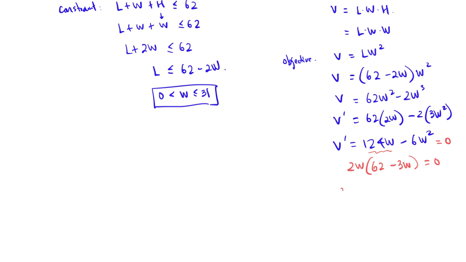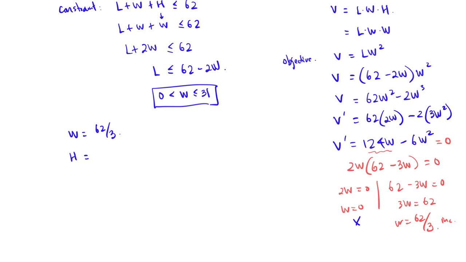This is a zero product, so we set each of the factors equal to 0 and solve for W. W equals 0, or 3W equals 62, so W equals 62 over 3. The unit is inches. Now we cannot use 0 because if the luggage has a width of 0, then it doesn't have any volume, so we can ignore this W equals 0 solution. We will use W equals 62 over 3. But since the height equals the width, the height is also 62 over 3.